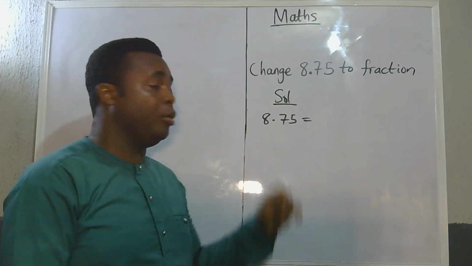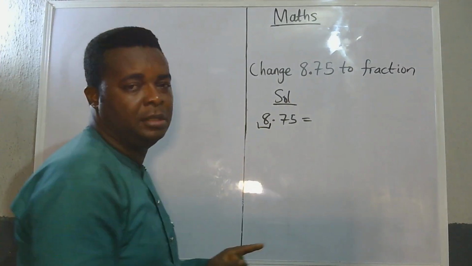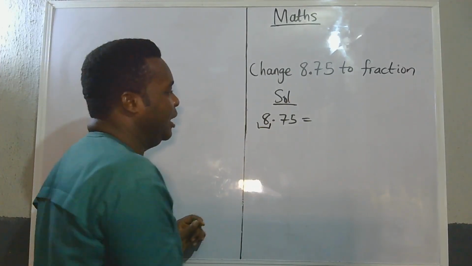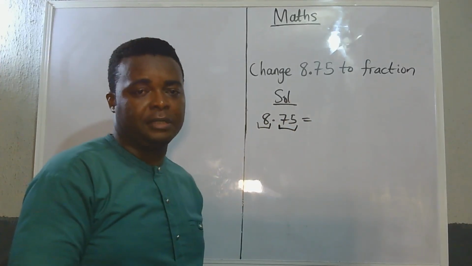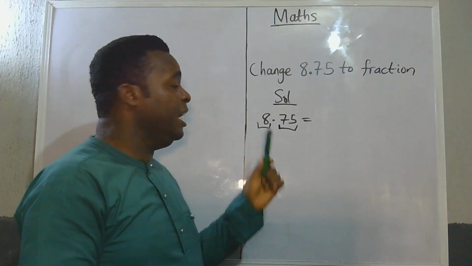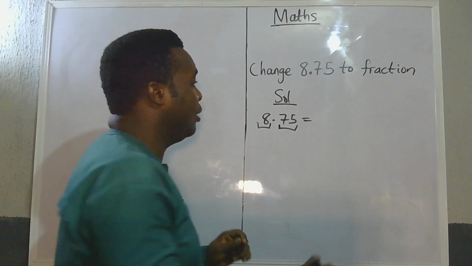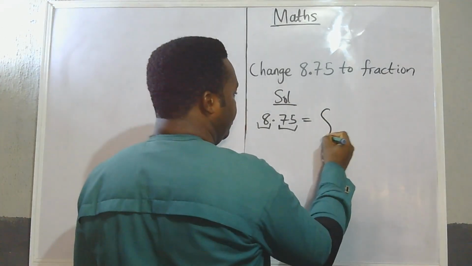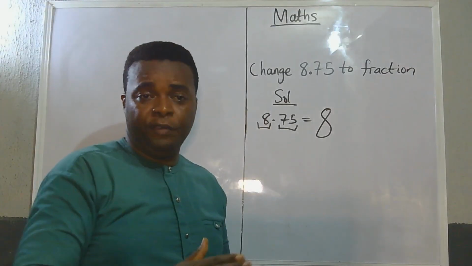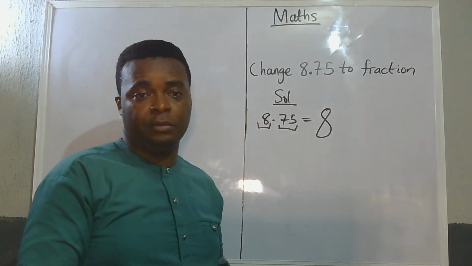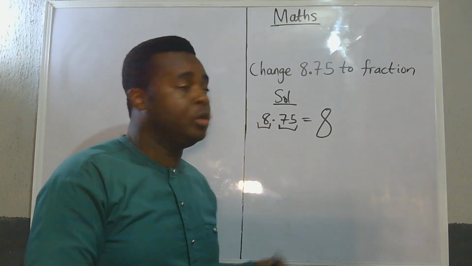This number is made up of two parts: a whole number, which is this 8, and a decimal number, which is this 75. Do you understand? So, since 8 is a whole number, what are we going to do? You can make it big. Write a very big 8, as if you want to write a mixed fraction, because it's a whole number.